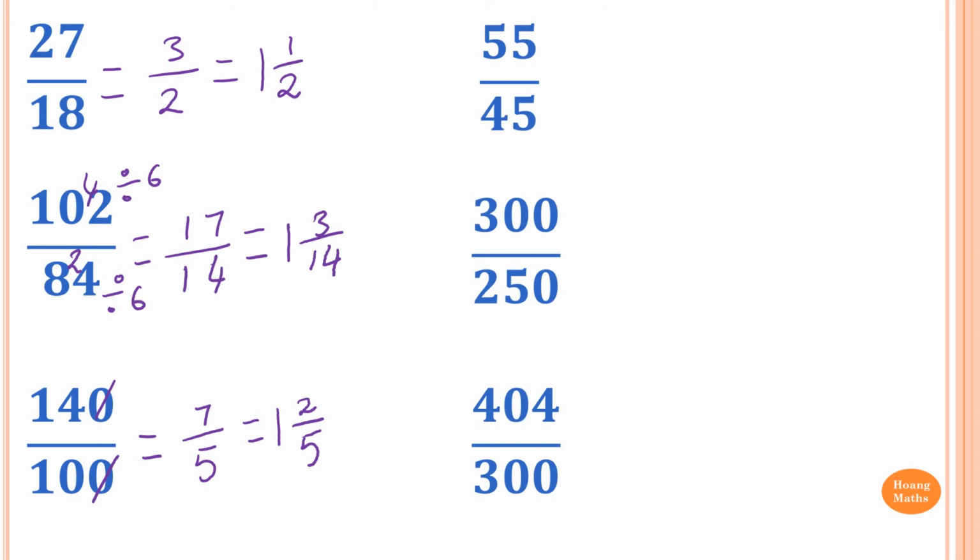55/45. So both are multiples of 5. So I divide this by 5 and I divide this by 5 as well. So 55 divided by 5 is 11. 5 go to 45 is 9 times. Then it becomes 11/9. So 9 go to 11 is 1, remainder 2. So 1 and 2/9.